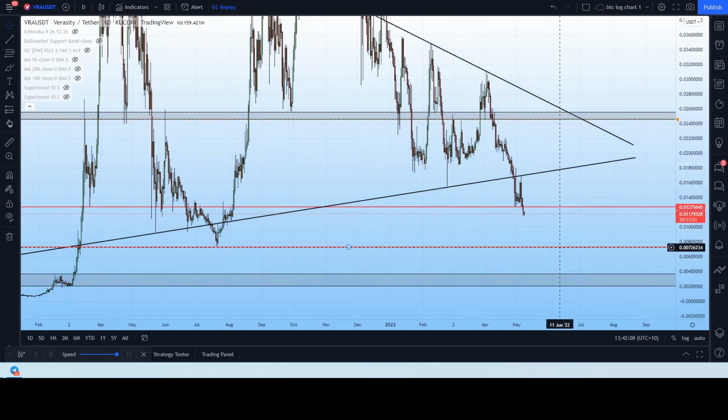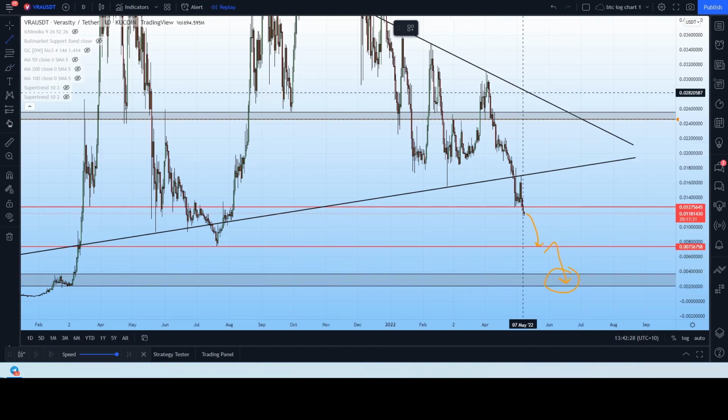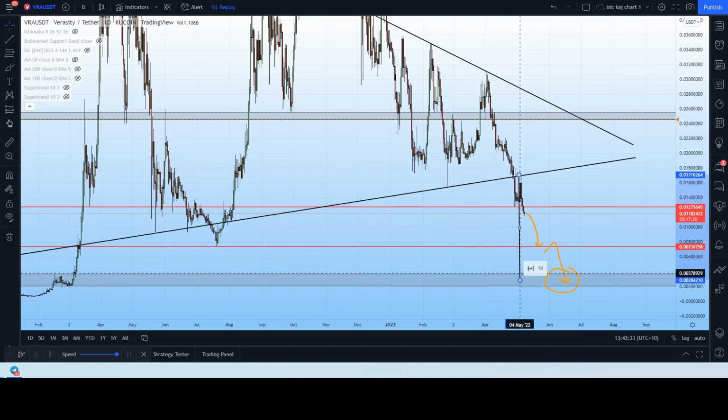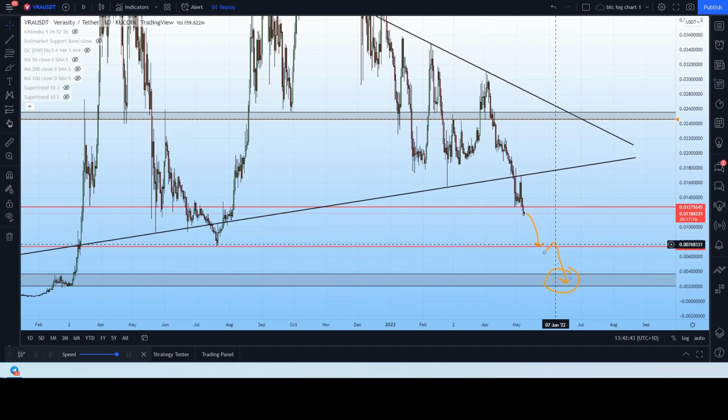Our next support line is all the way down over here, sitting at 0.00736. That is our most logical target. If Bitcoin goes to 30,000, we will see VRA retest this zone. If Bitcoin goes to 24,000, we will see VRA retest this major demand zone. We can take a measured move analysis from the top of the symmetrical triangle to the breakout point and apply that to our breakout or our support resistance flip, and we can see that indicates a move downwards into our demand zone. So on the short term, guys, VRA is not looking too good.